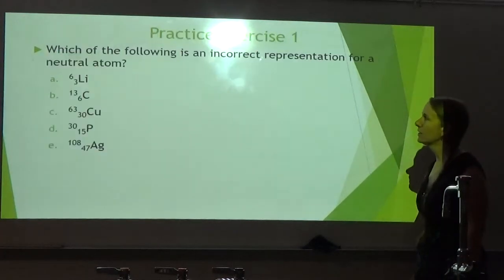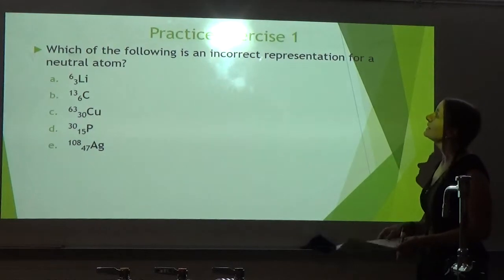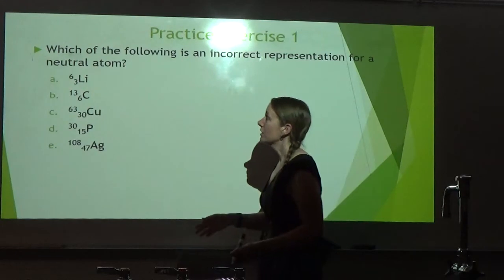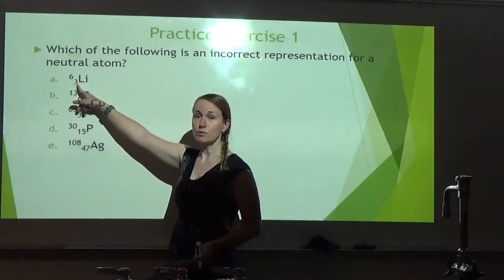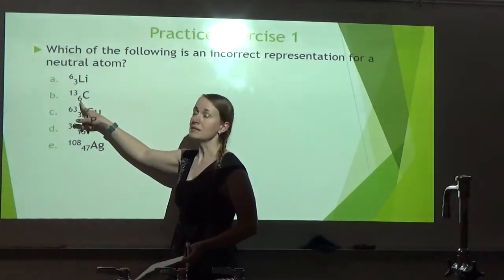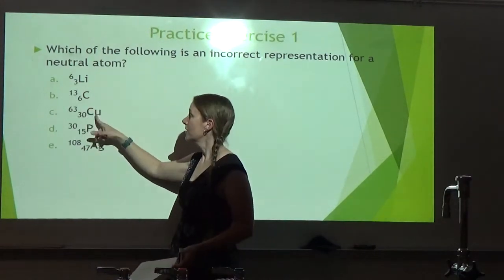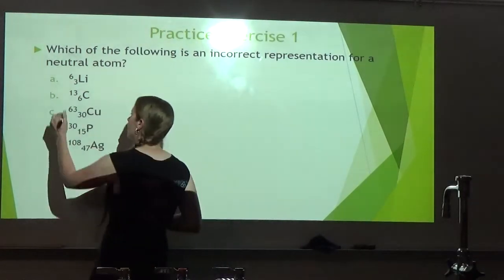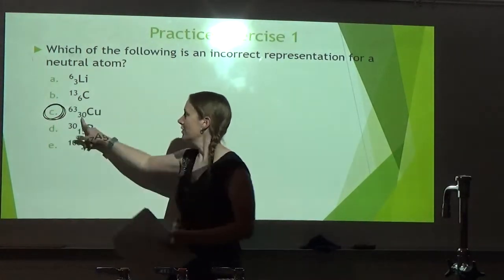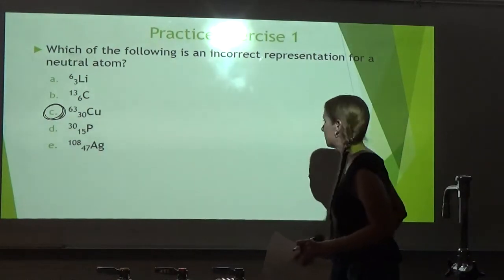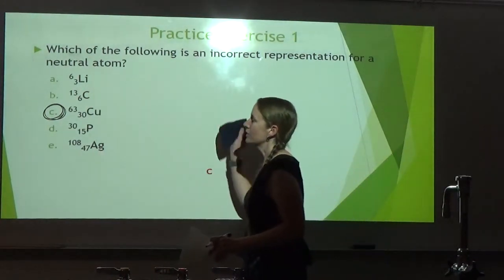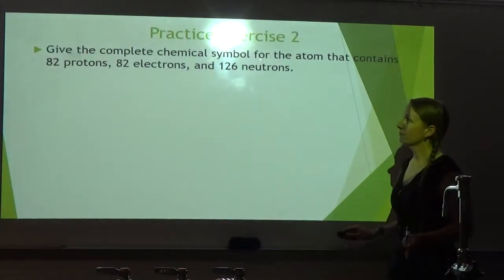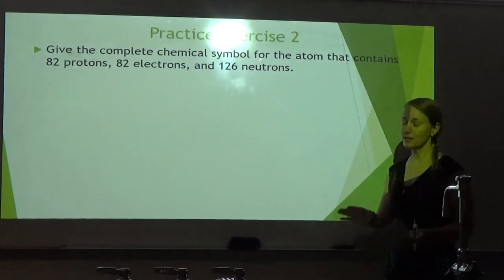All right. So it says, which of the following is an incorrect representation for a neutral atom? Well, if I look, lithium is 3 on the periodic table, so that's good. Carbon is 6 on the periodic table, so that's fine. Copper is 29 on the periodic table, so this one would be the one that is incorrect. It shouldn't have a 30 down there, it should have a 29. Alright, and so again, y'all, something like this should be super easy for you to pick out the wrong one. Okay, make sure you're trying these too.